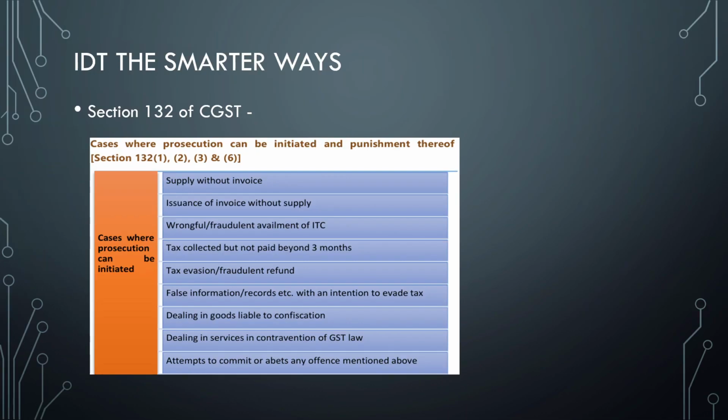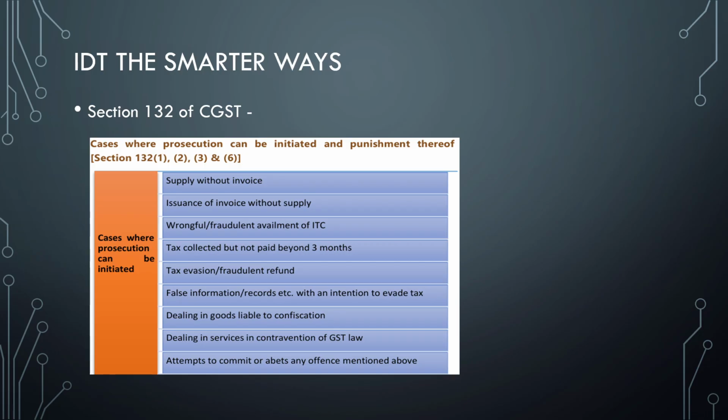Section 113 of the CGST Act: cases where prosecution can be initiated and punishment thereof. These are the various cases: supply without invoice or issuance of invoice without supply, wrongful or fraudulent availment of ITC, tax collected but not paid beyond 3 months, tax evasion or fraudulent refund, dealing in goods liable to confiscation, and attempts to commit or abetting any offense mentioned above.